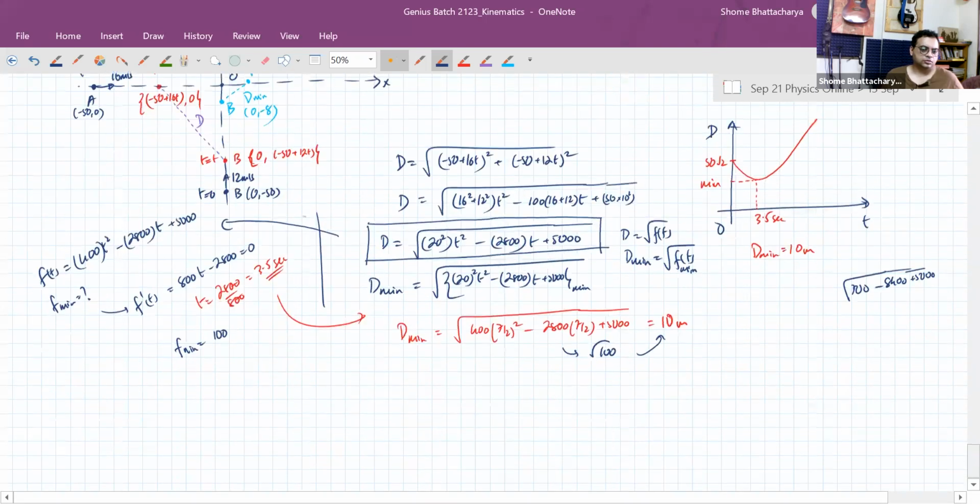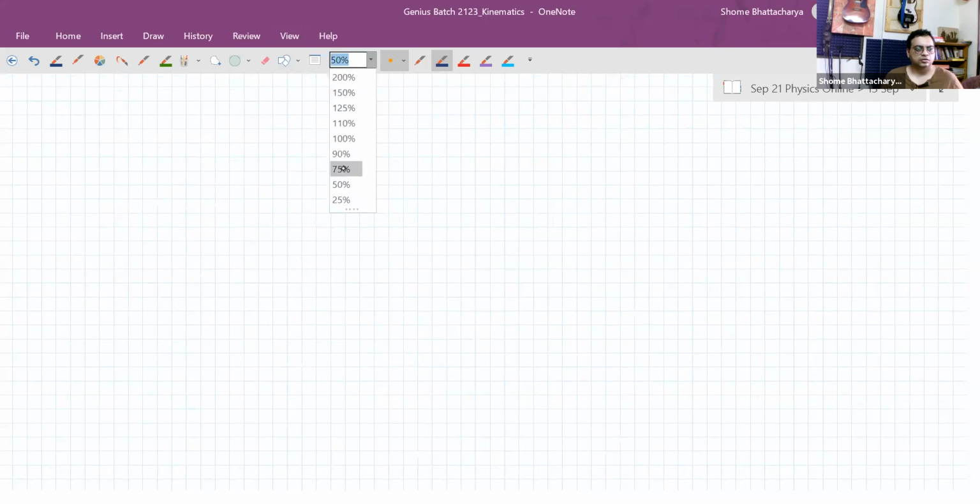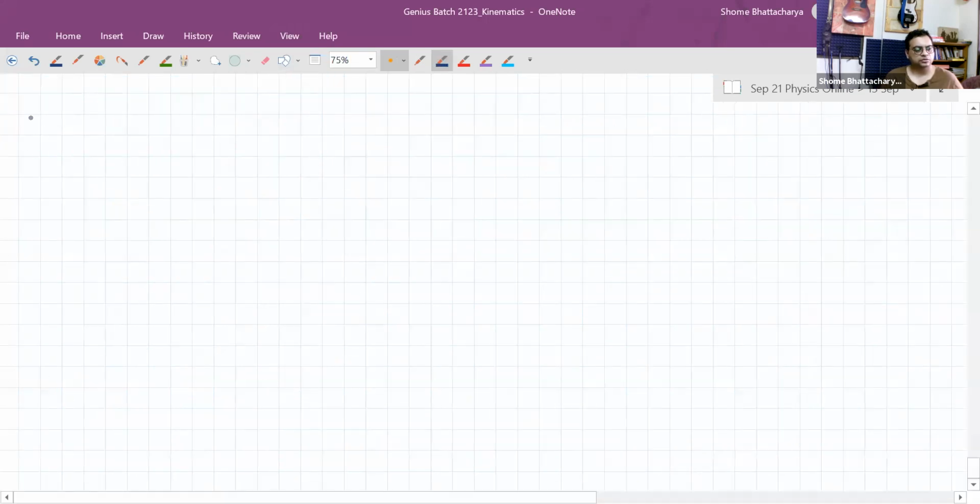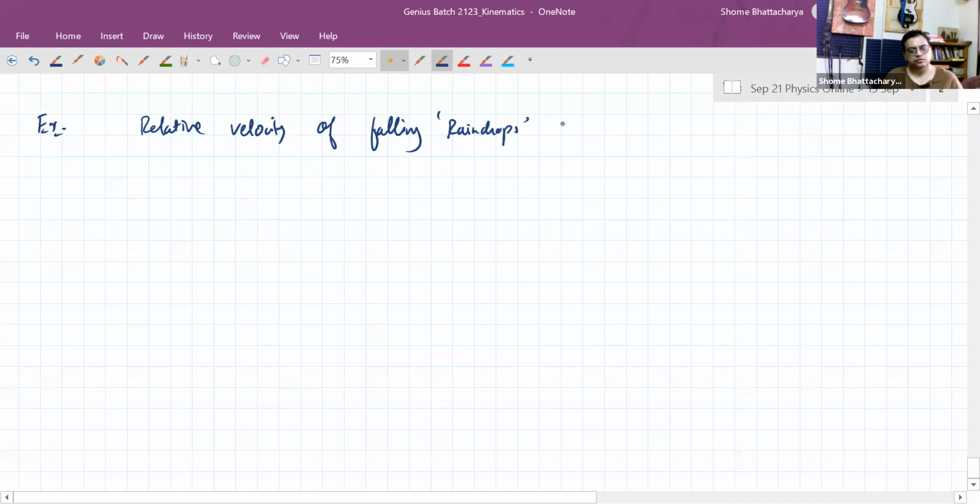Okay. So now we'll look at another example of relative motion. Relative velocity of falling raindrops with respect to a moving observer. So now first example, let's assume that rain is falling vertically. We'll also take a later example where rain might be falling at a slant because of wind.